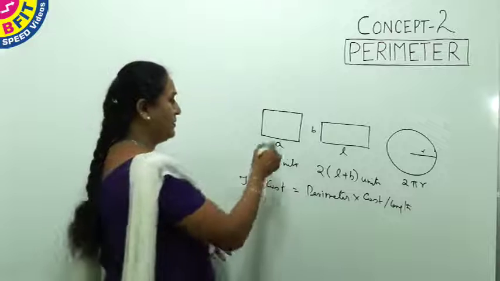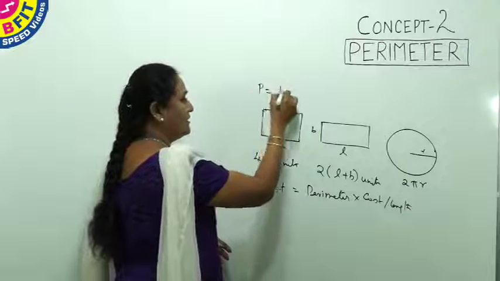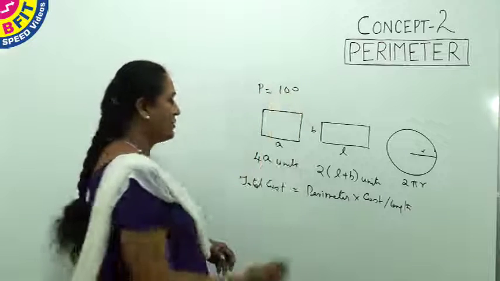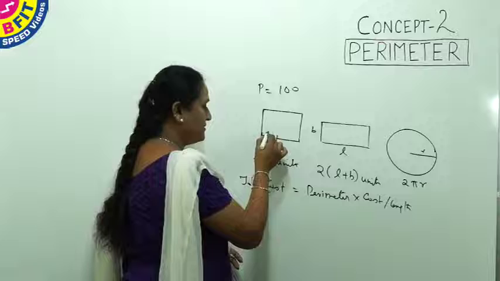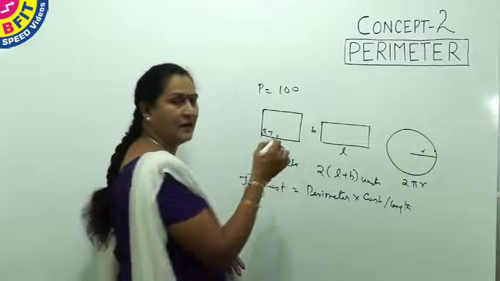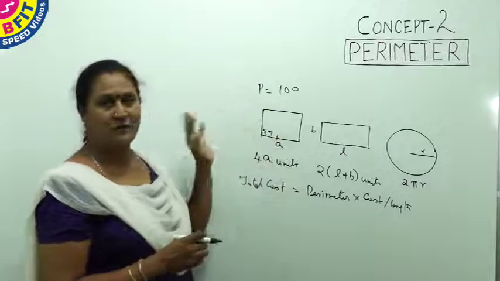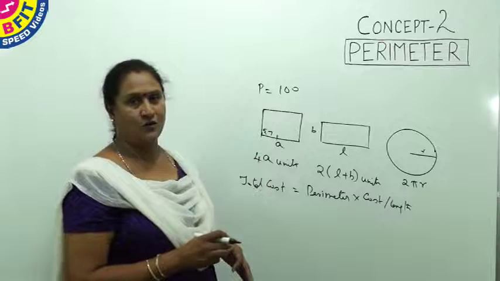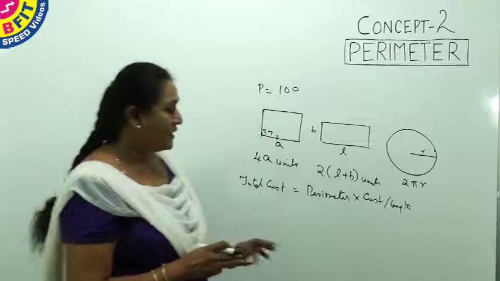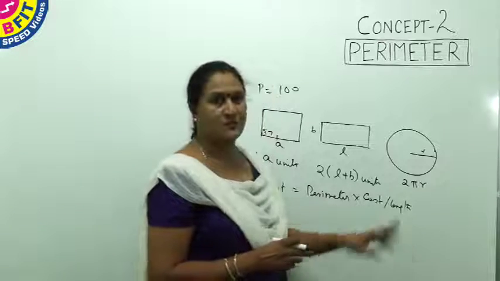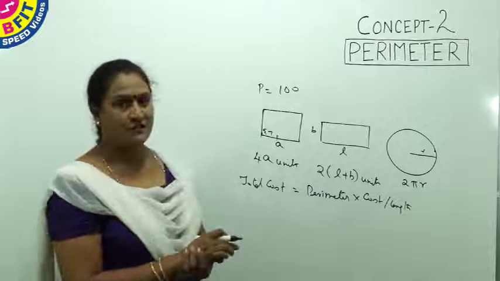Suppose, for example, the perimeter of this square is 100. So the cost of fencing is 7 rupees per length. Now what will be the total cost? 100 into 7, multiply, you get the total cost. Find the perimeter and multiply with the cost per length, the total cost is got.